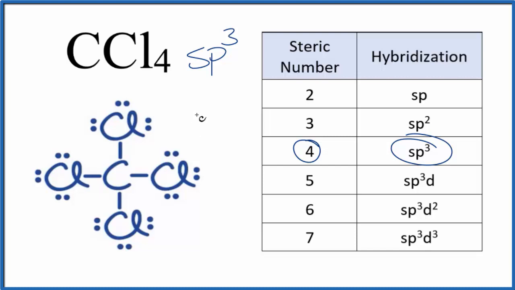But keep in mind what we're trying to do here. We're looking at the central carbon atom, and we're trying to figure out how the atomic orbitals on that central carbon atom mix to form hybrid orbitals, and then they bond with these chlorine atoms here.